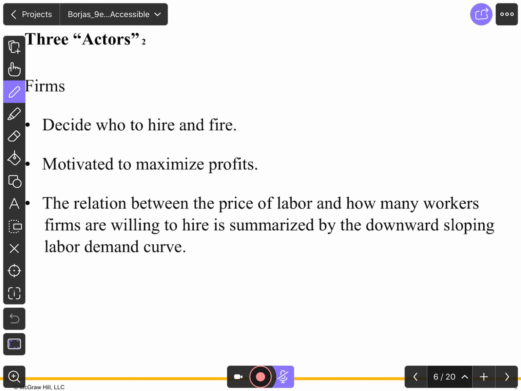The second important player are basically the firms, and those are the people who demand workers. So those are the people who hire workers, demand workers, or do not demand workers or fire. They are the ones who make the hiring decisions. And they have a certain objective, like any actor in the market: to maximize their profits.